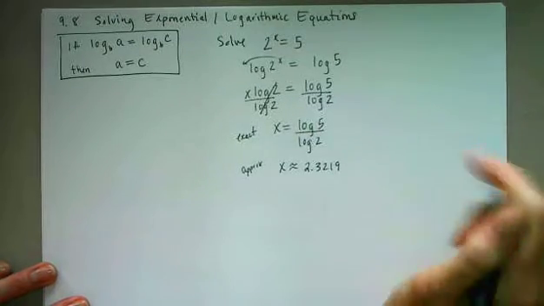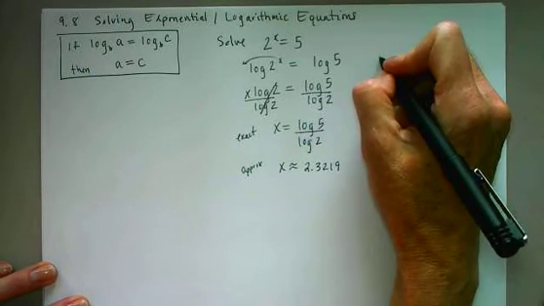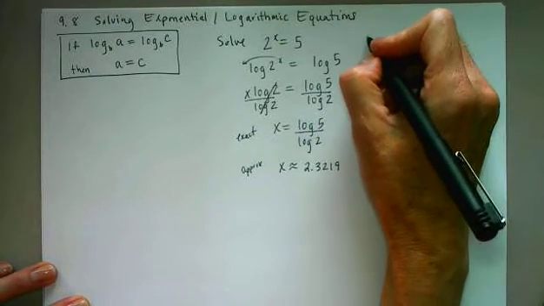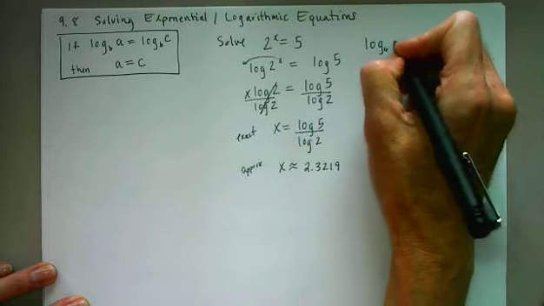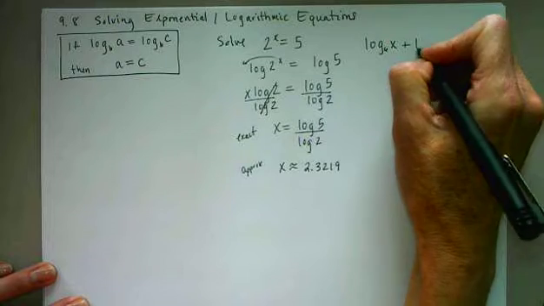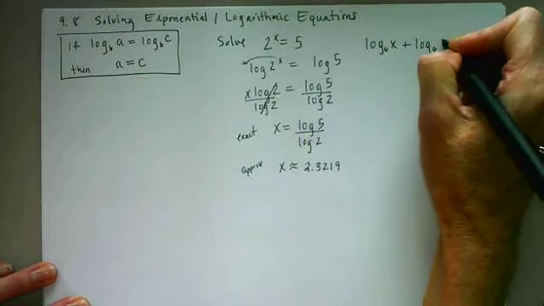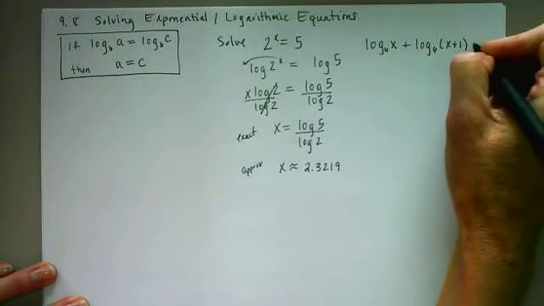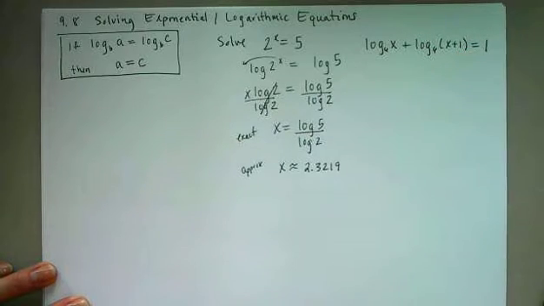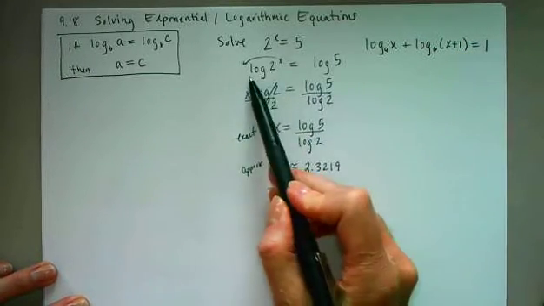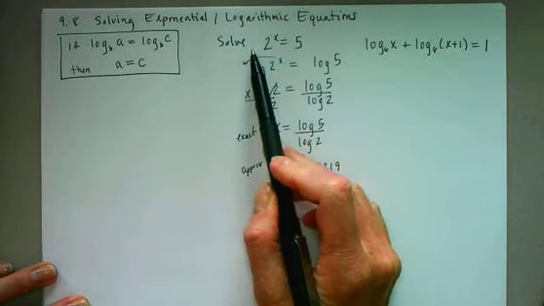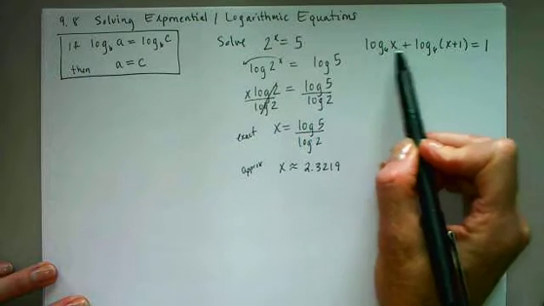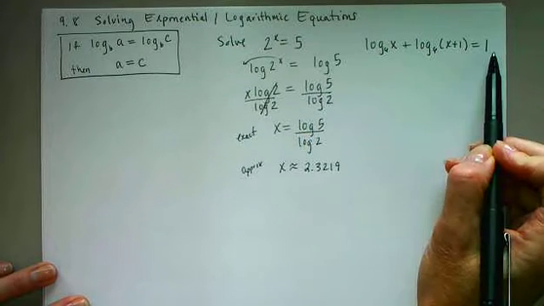Another thing they could do, let's make it a tinge bit harder. Well, a little bit different problem. They write the log base 6 of x plus log base 6 of x plus 1 equals 1. Now, this is different because right here we had a log on both sides. Right here we didn't have any log. But here we've got 2 logs on one side and none on the other.